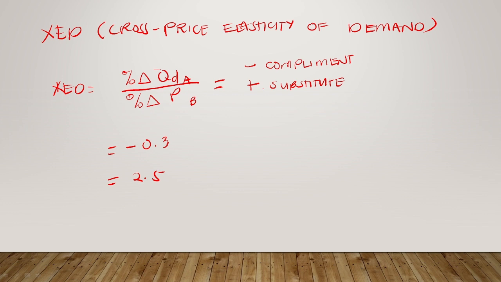That's what we look at when we solve for the XED. The procedure is the same as with QD and price. Only, you need to be very careful with the sign. If the answer is negative, it's a complement. If the answer is positive, it's a substitute. That's all. So you need to be careful with the sign.